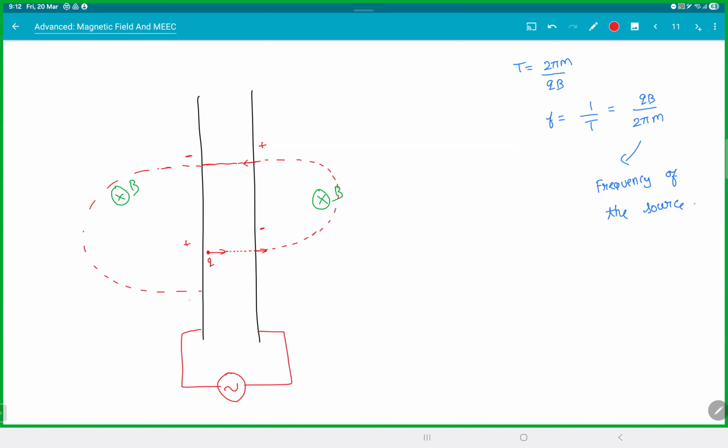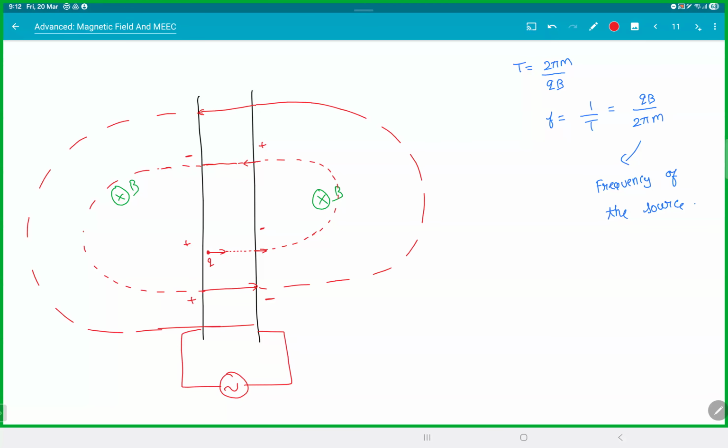So by this time, again, this will become positive plate, this will become negative plate. So by the time this completes one full 360 degrees, the source has become plus minus to plus minus again. So that is one frequency. Is that making sense? Now again, speed will go up, it will go faster, and this will just keep going on.